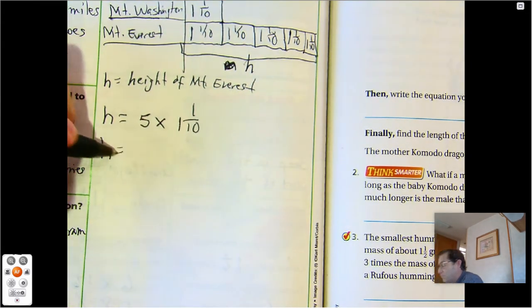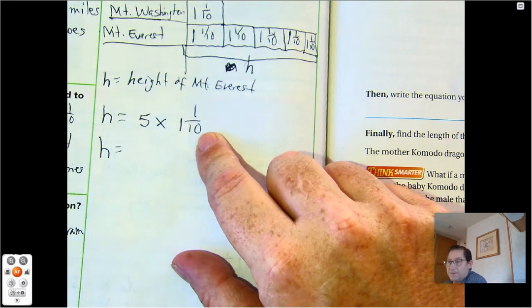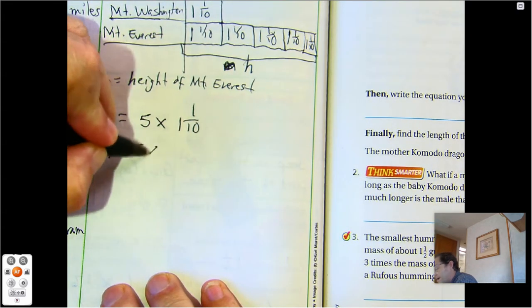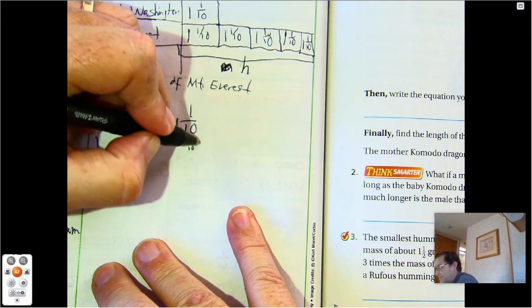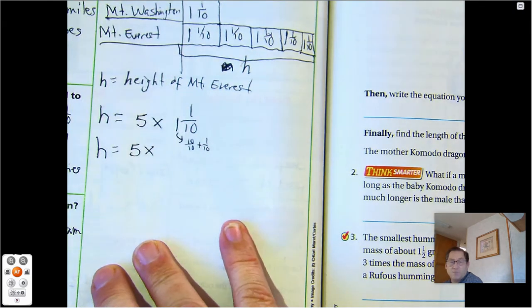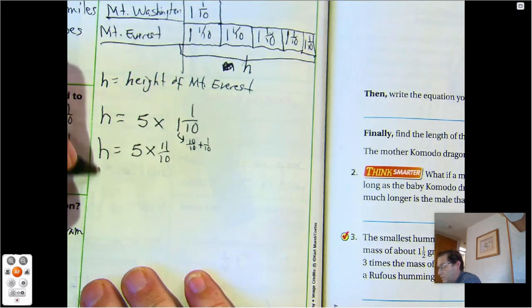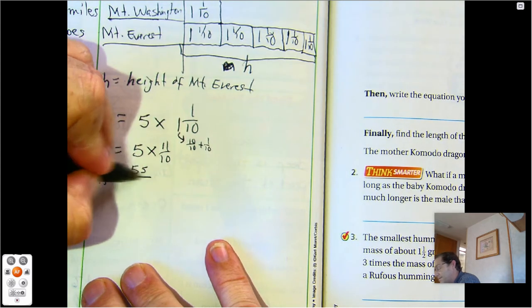So our next step, we're going to change this mixed number into a fraction greater than 1. So we still have 5 times. Okay, we know that 1 in this case is 10/10. So 10/10 plus 1/10 is 11/10. So what does H equal? 5 times 11 is 55/10.